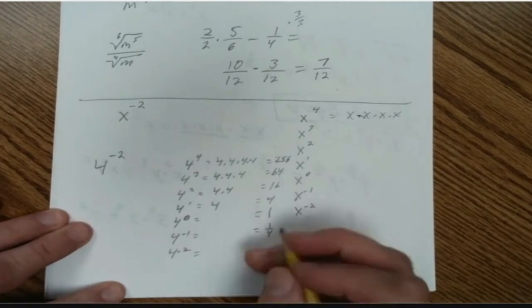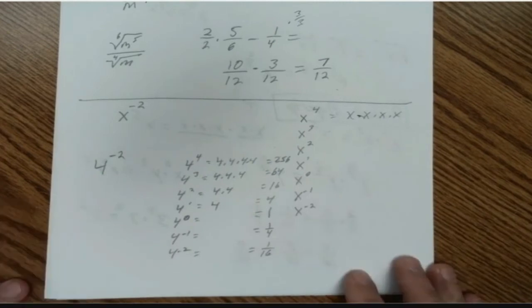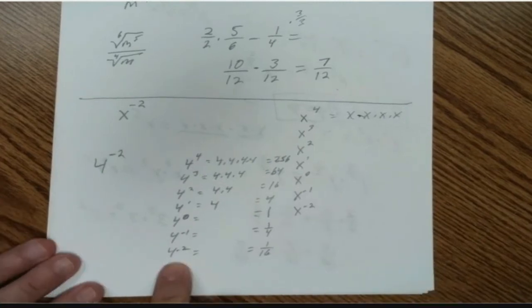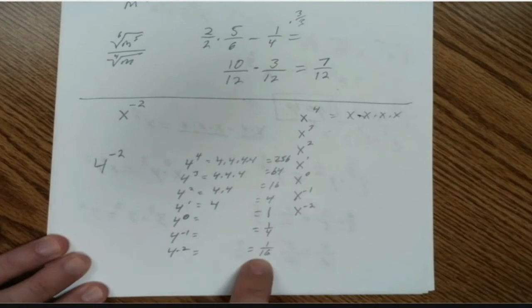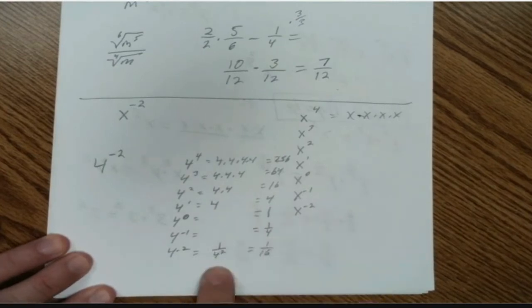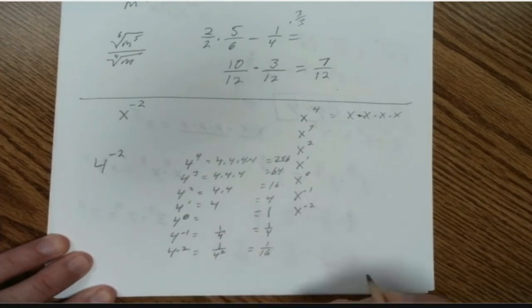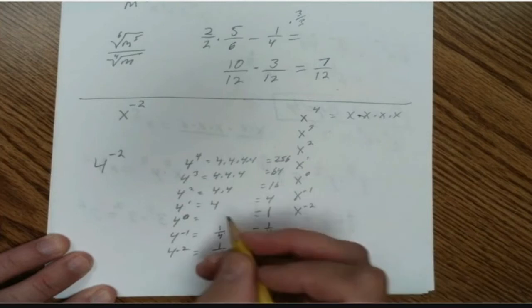What happens when we divide 1/4 by 4? We get 1/16. So 4 to the negative 2 power is 1/16, which is the same as 1 over 4 squared. You see that pattern? This is 1 over 4 to the first power. This is just equal to 1.